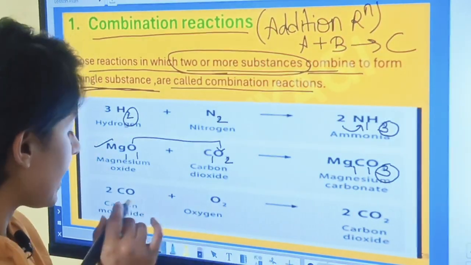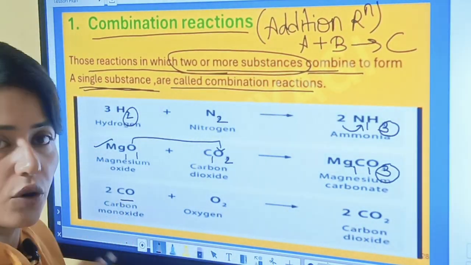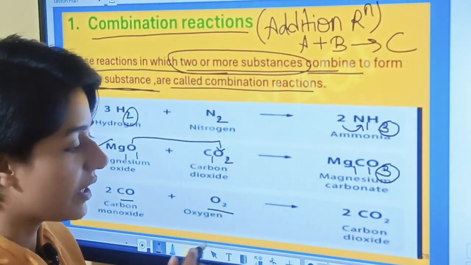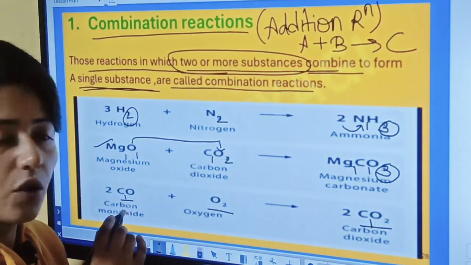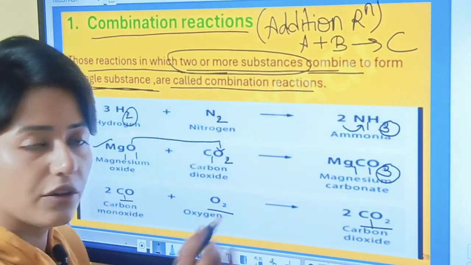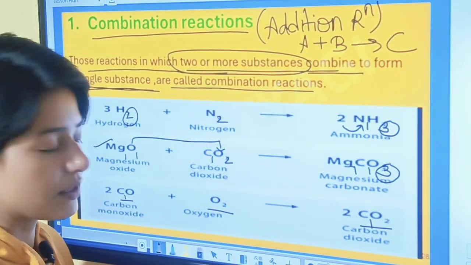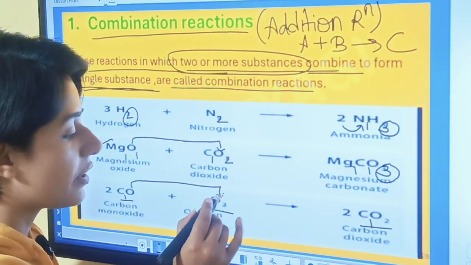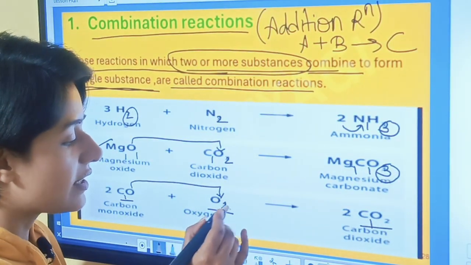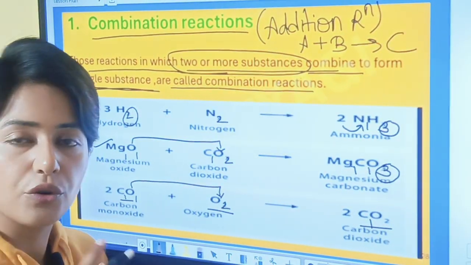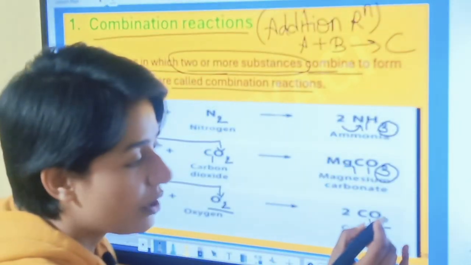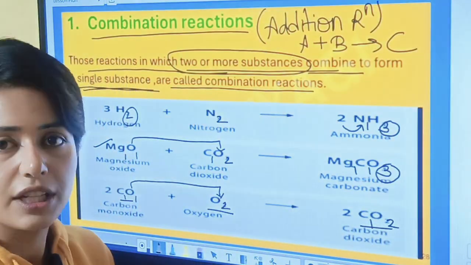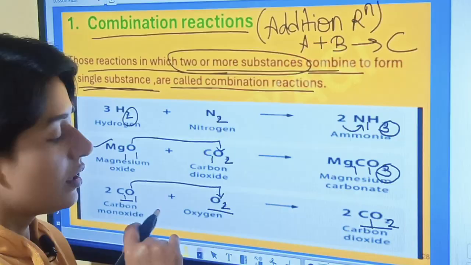Next, carbon monoxide, that is CO, reacts with an oxygen molecule, that is O2, and then it forms a carbon dioxide molecule. Carbon is 1 on the reactant side, carbon 1 on the product side. So carbon atoms are balanced. But now oxygen atoms total 3 on the reactant side, 2 here and 1 here. So in total 3 oxygen atoms are present on the reactant side, but only 2 oxygen atoms are present on the product side. So we have to balance the oxygen atoms now.